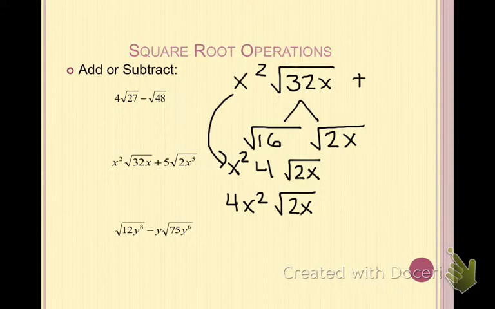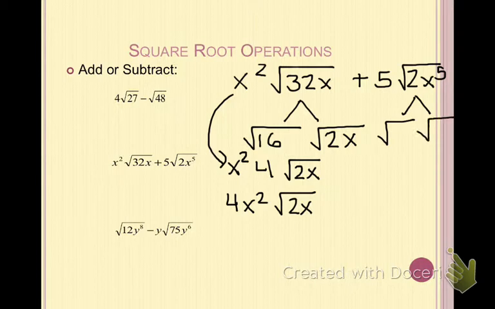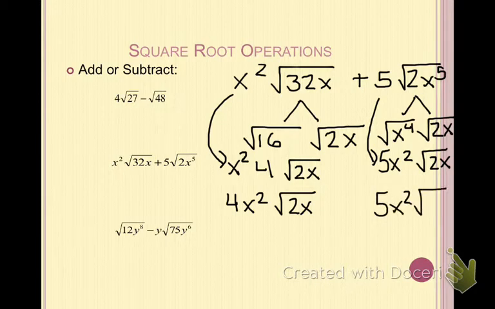Now I need to also simplify 5 square roots of 2x to the fifth. Now when I simplify that, there is no perfect square that goes into 2, so 2 is automatically going to go to the trash. X to the fifth has an odd exponent, so I'm going to break it down into 1 less and 1. So x to the fourth is going to go to the good pile, x is going to go to the trash. The square root of x to the fourth is x squared, and the square root of 2x is going to stay in the trash. And I have to bring down my 5, so I have 5x squared square root of 2x.